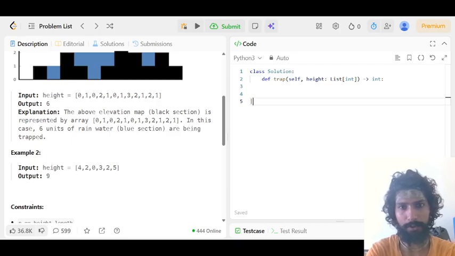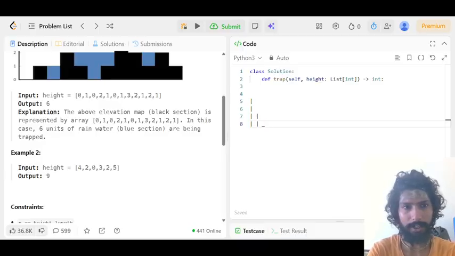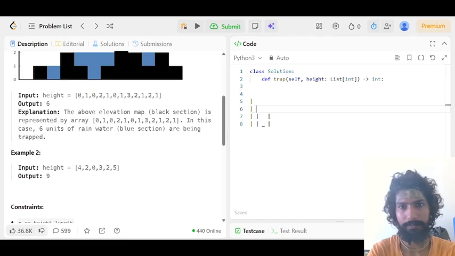So first height is 4. So 4 sticks are there. Then next height is 2. Then next height is 0. So nothing is there. The next height is, so let me put a dash. Next height is 3. Then next height is 2. Finally we have 5.